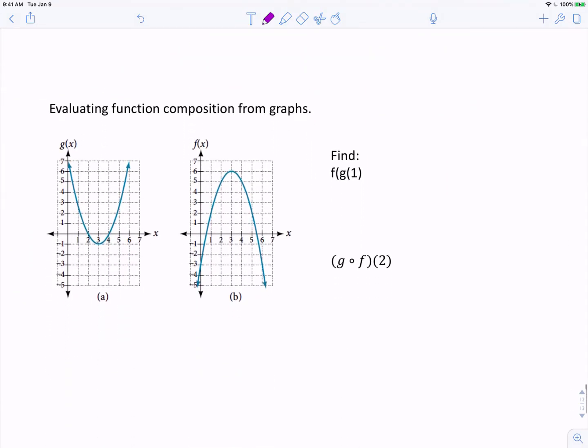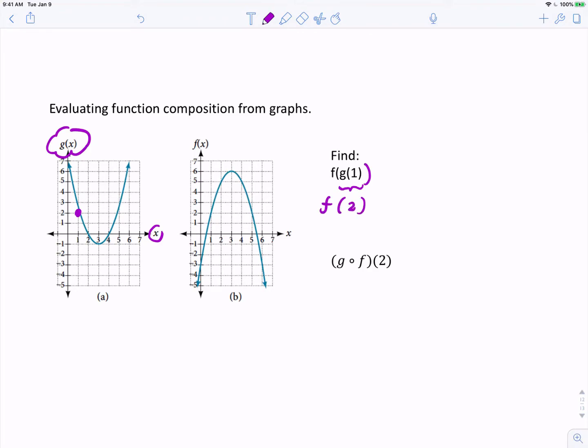And finally, let's evaluate function composition from a graph. So in this case, again, we have the parentheses. The first thing we're going to do is find g of 1, and we have to do that from a graph. So using the graph of g, if we let x equal 1, we can see right here that the y value is 2. So g of 1 is equal to 2.